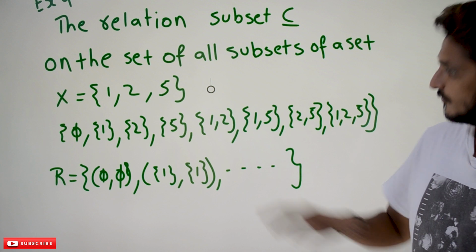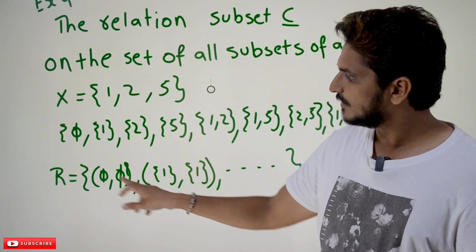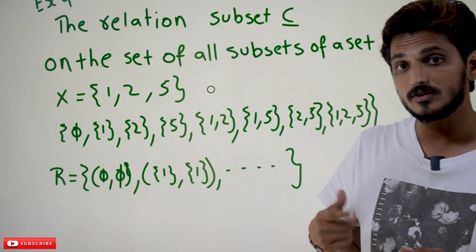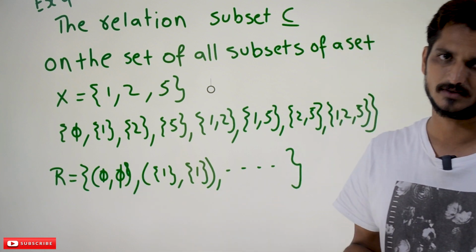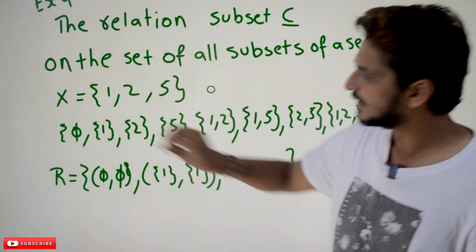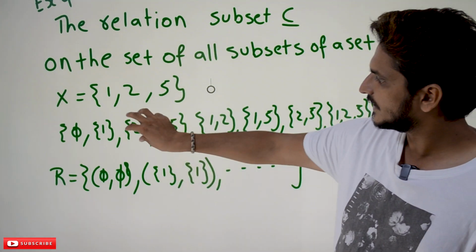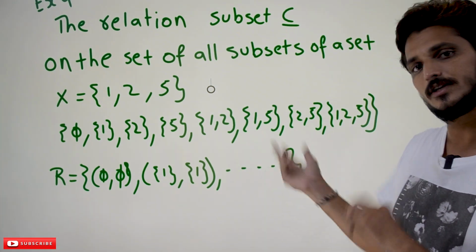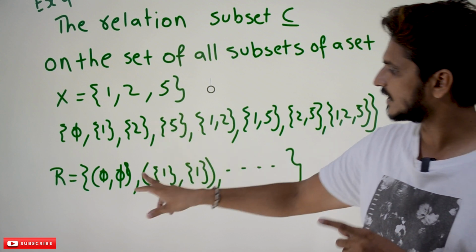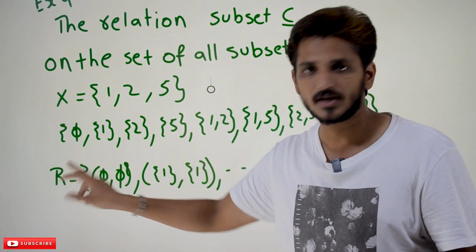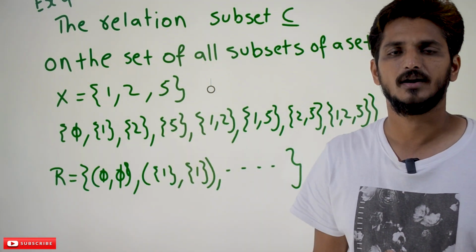From this, you take an element, 5. 5 comma 5 belongs to our relation R. Why does it belong to our relation R? What is our relation saying? Subset. 5 is a subset of 5. Yes, it is accepted. Similarly, take the next element, 1. 1 is a subset of 1. Yes. Similarly, take the next element, set 2. Set 2 is a subset of set 2. You take any element x belongs to X, then x comma x belongs to our relation R. So that's why this is a reflexive relation.